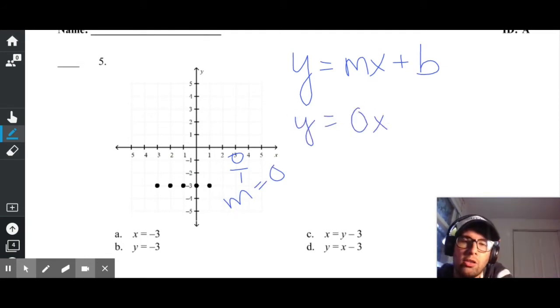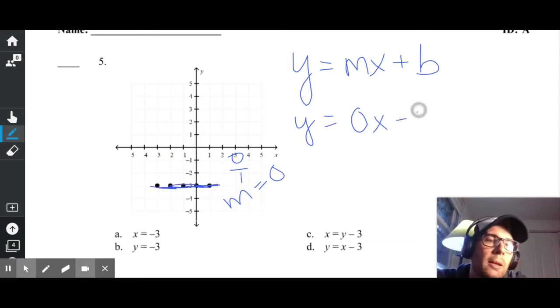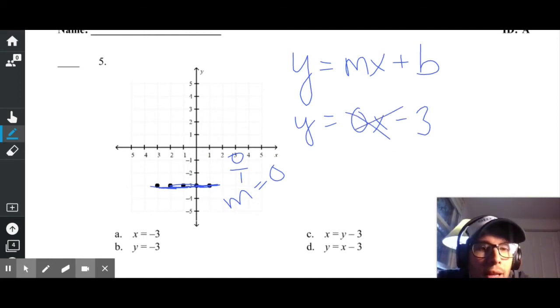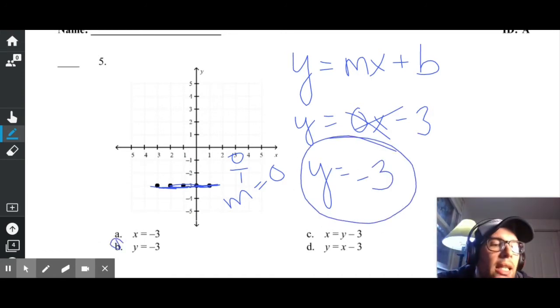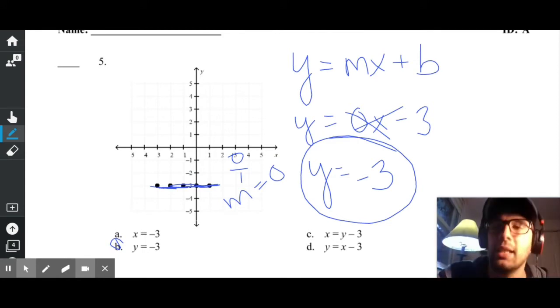What's my y-intercept? Well, it looks like it's going through -3, so -3. Well, that's not an option. Well, that's because 0x is no x's. Y equals nothing minus 3 is just going to be y equals -3. B.